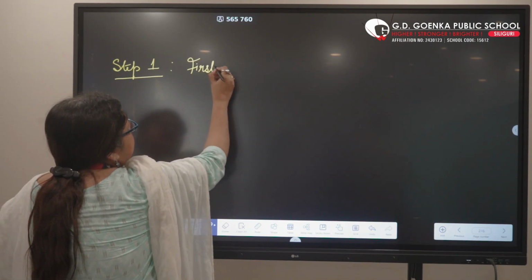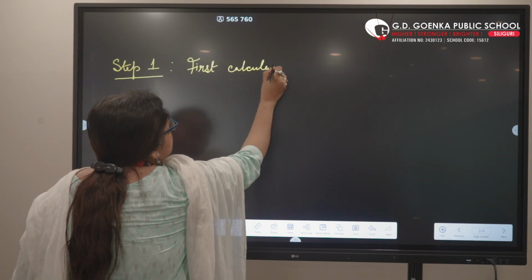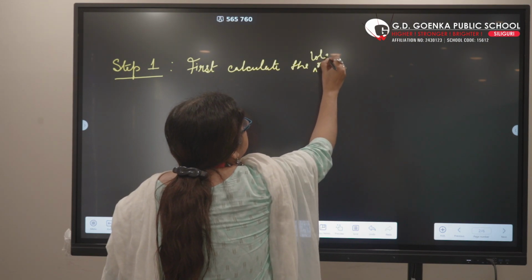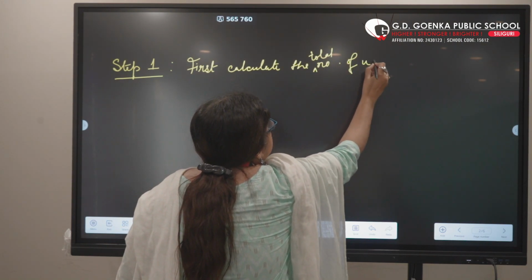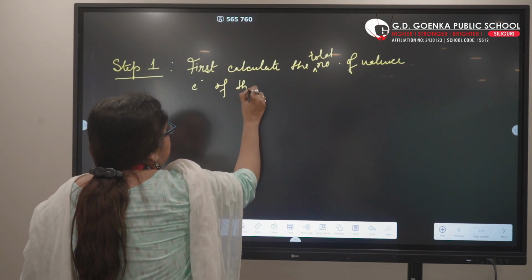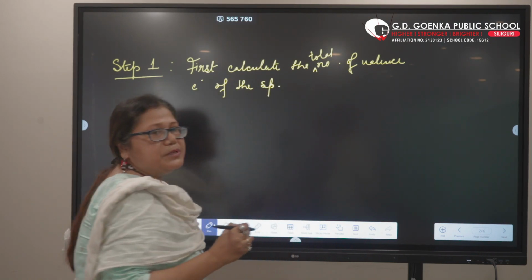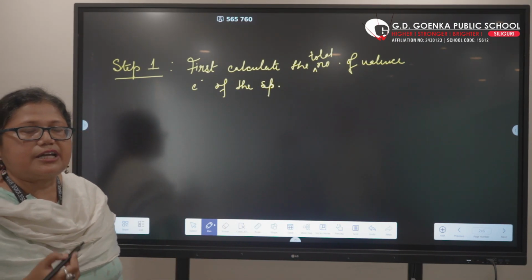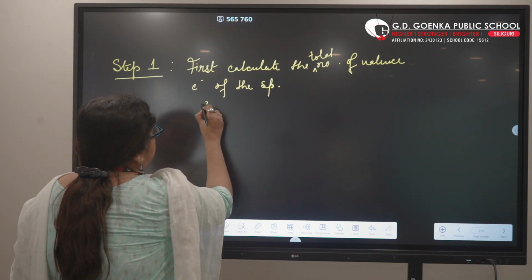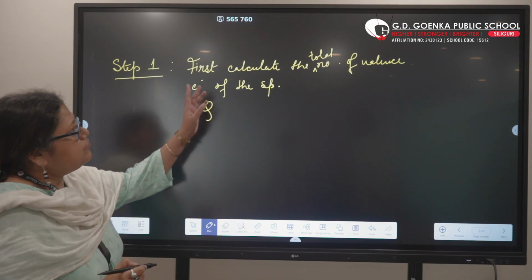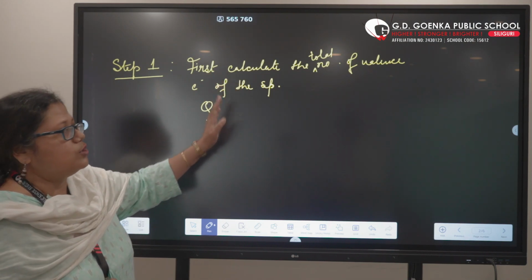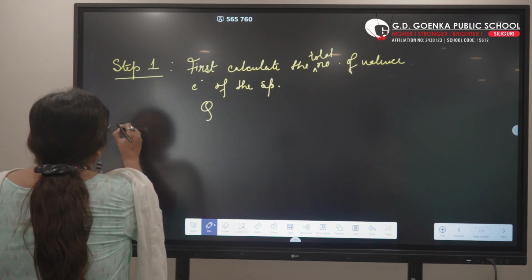first, calculate the total number of valence electrons of the species. Over here species means it can be an anionic species, cationic species, or even neutral molecules, and that is denoted as Q. So our first step is calculating the total number of valence electrons of the species.